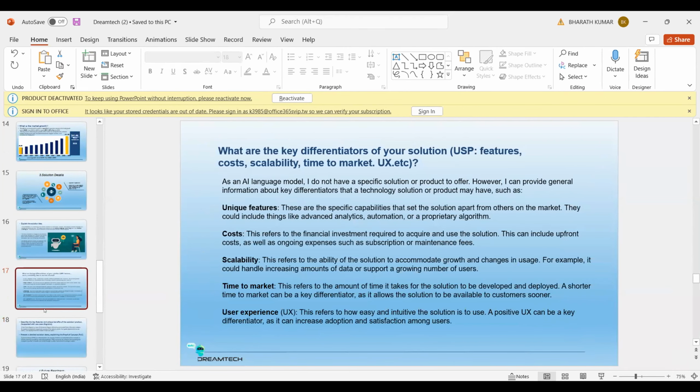Here we have the key differentiators for our solution. Our unique feature is that this can include things like advanced analytics, automation, and proprietary algorithms, and this is also cost effective.